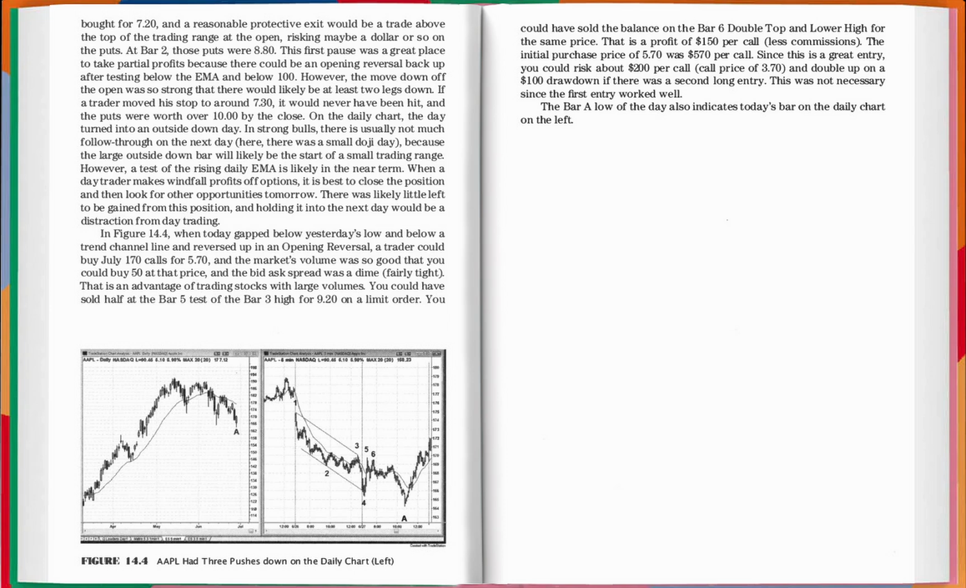On the daily chart, the day turned into an outside-down day. In strong bulls, there is usually not much follow-through on the next day here. There was a small doji day, because the large outside-down bar will likely be the start of a small trading range. However, a test of the rising daily EMA is likely in the near term.